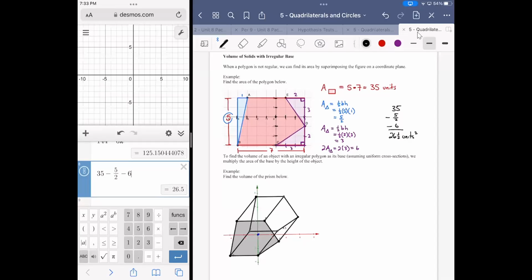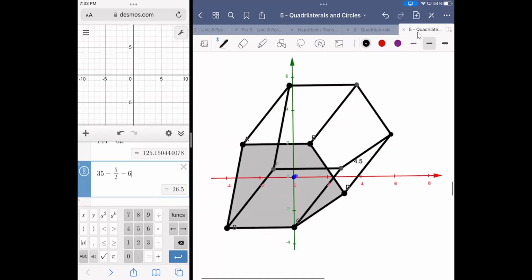All right, so when we're looking for the volume of this prism, we're really first looking for this base area here. I have to figure out what this base area is.